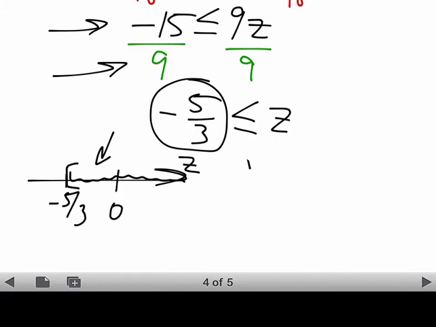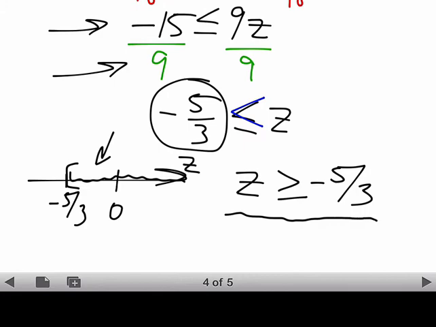Now, if I'd rather not see this inequality backwards, then I can flip the whole thing around. I can write the z first, and then the negative 5/3 like I'm used to. And because the inequality symbol was pointing to the negative 5/3, it's still going to point to the negative 5/3. I can say this one out loud as z is greater than or equal to negative 5/3. And so our shading on the number line is correct.